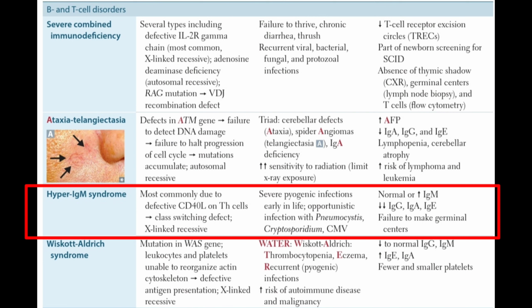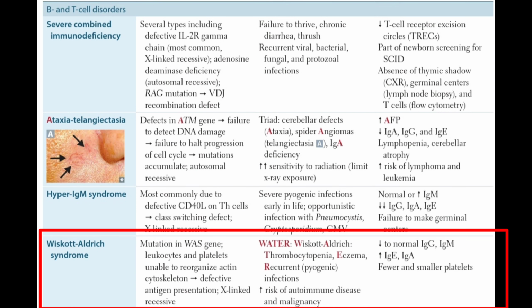The findings in Hyper-IgM syndrome are normal or increased amount of IgM, and very decreased amount of IgG, IgA, and IgE. There is failure to make the germinal center in the people with Hyper-IgM syndrome.